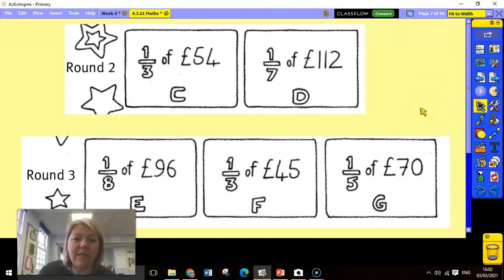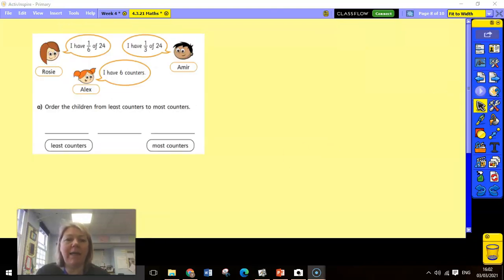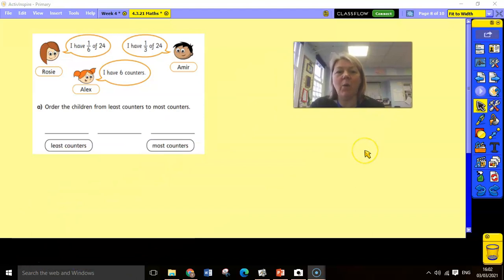Hope you helped Matilda. Hope you managed to find the boxes with the most money in them. A couple of other quick questions to challenge you and stretch that brain even further if you've got a little bit more time left. So we've got a problem here. Rosie has got 1/6 of 24. And Mia's got 1/3 of 24. And Alex has got 6 counters. Okay, so they must have counters. So Rosie must have 24 counters, but she's got 6 of them.